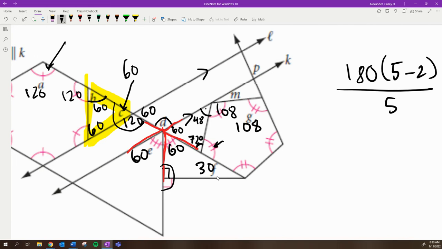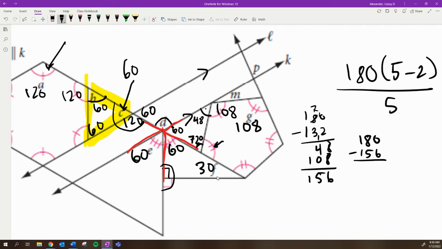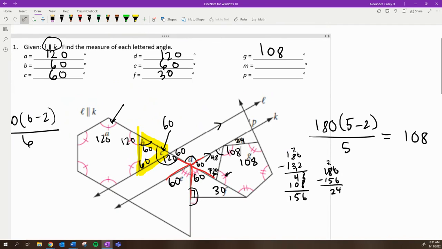Let me just check that. 60 and 72 is 132, from 180 is 48 degrees. So that's 48, and this is 108. That makes a linear set with M. I'll add 108 to that 48, and I get 156 degrees. To calculate M, I'll use the linear set property and just subtract from 180, and it looks like it's 24 degrees. So M is a 24-degree angle. Zoom back out, and I'll write it up here.